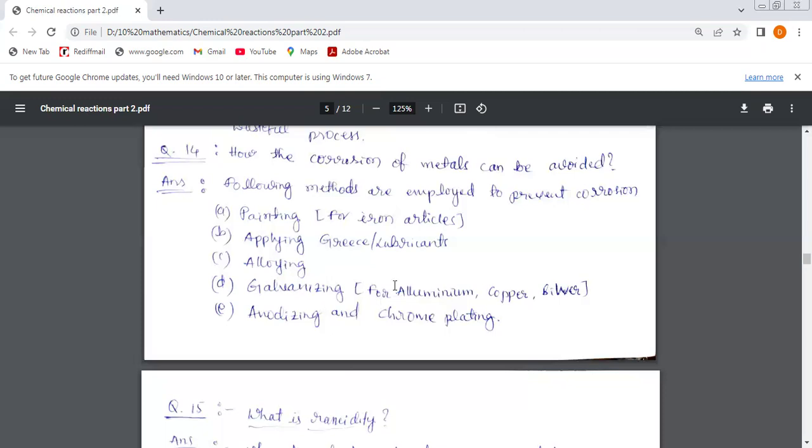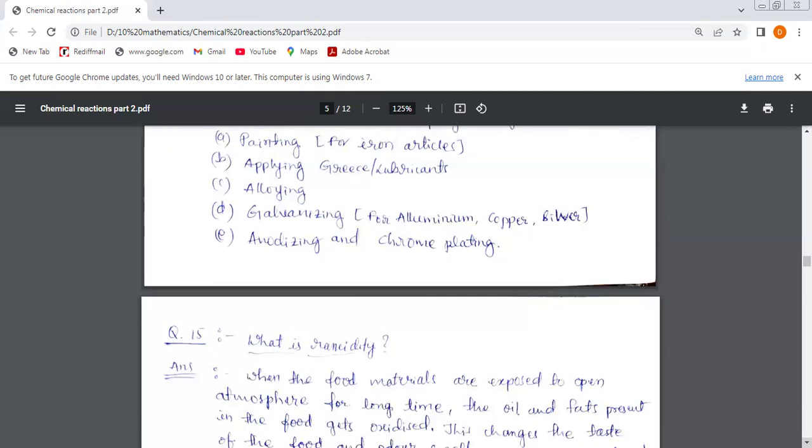Galvanizing. Aluminum, copper, and silver can be galvanized. That means with the help of passing an electric current, we can make a coating form over these metal surfaces. Anodizing and chrome plating are also similar methods you can apply to avoid the corrosion.